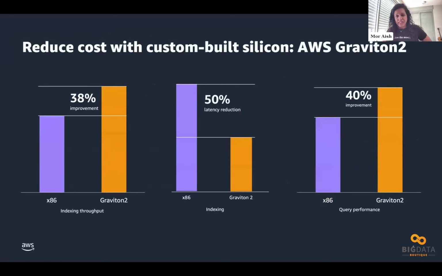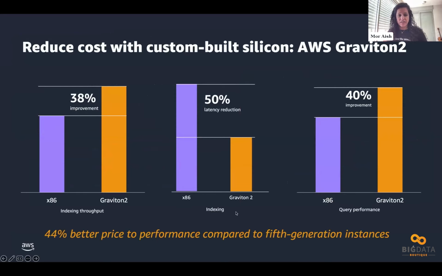The second option for saving in compute is using Graviton. So for those of you who don't know, Graviton is an ARM-based processor developed here at AWS, and it offers you 38% improvement in indexing throughput, 50% latency reduction in indexing, and 40% improvement in query performance. And all in all, 44% better price performance compared to the previous generation of Graviton processors.